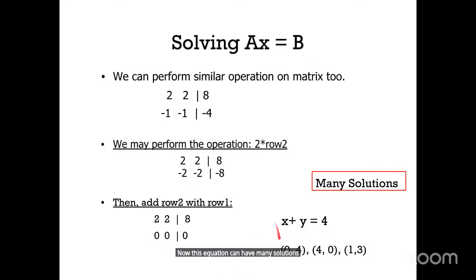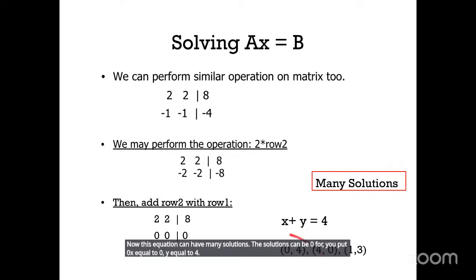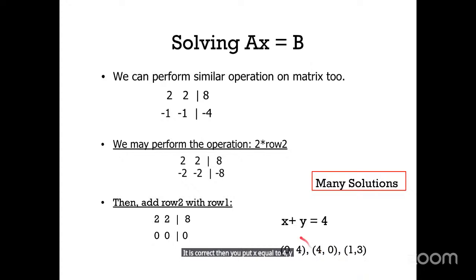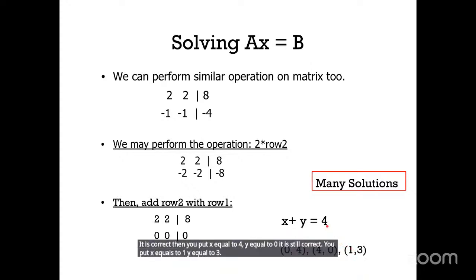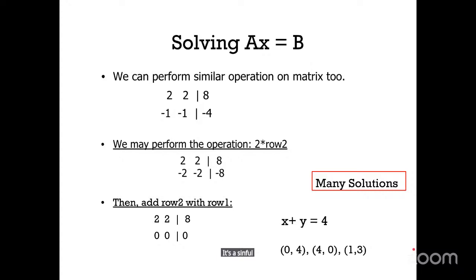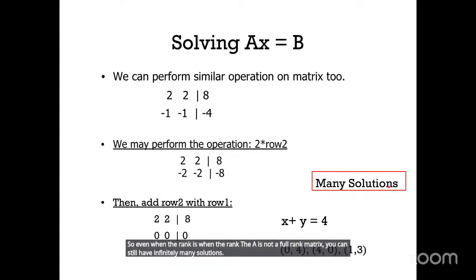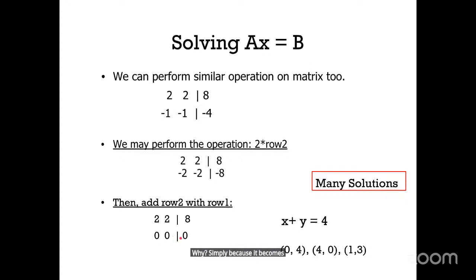The solutions can be 0, 4: you put x equal to 0, y equal to 4, and it is correct. If you put x equal to 4, y equal to 0, it is still correct. You put x equal to 1, y equal to 3, it is still 4, and many such things. Hence you have infinitely many solutions. So even when A is not a full rank matrix, you can still have infinitely many solutions, simply because it becomes the 0 equal to 0 case. I will wait for a while to see if this part is okay.